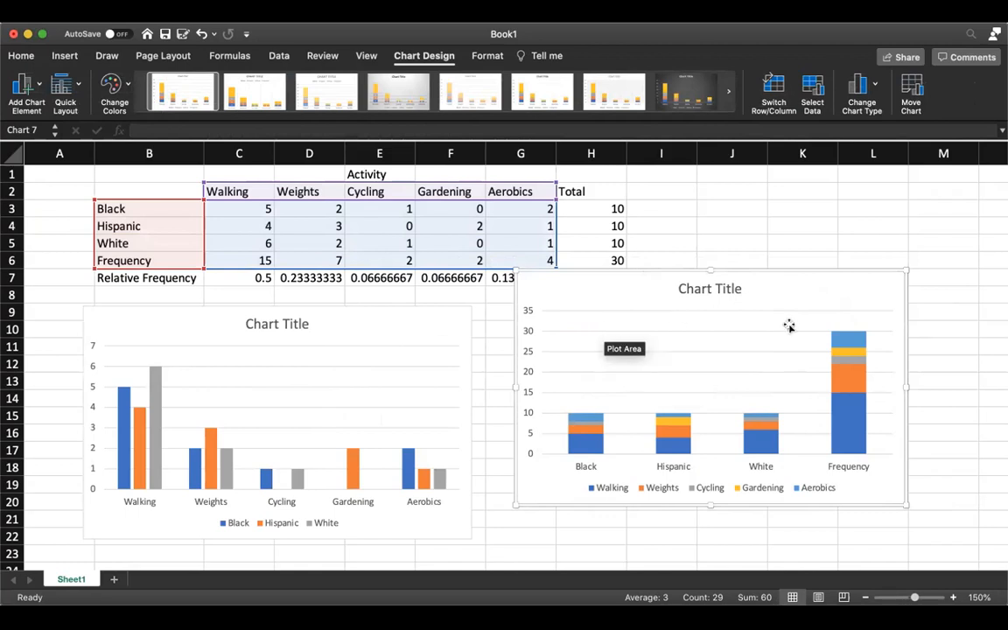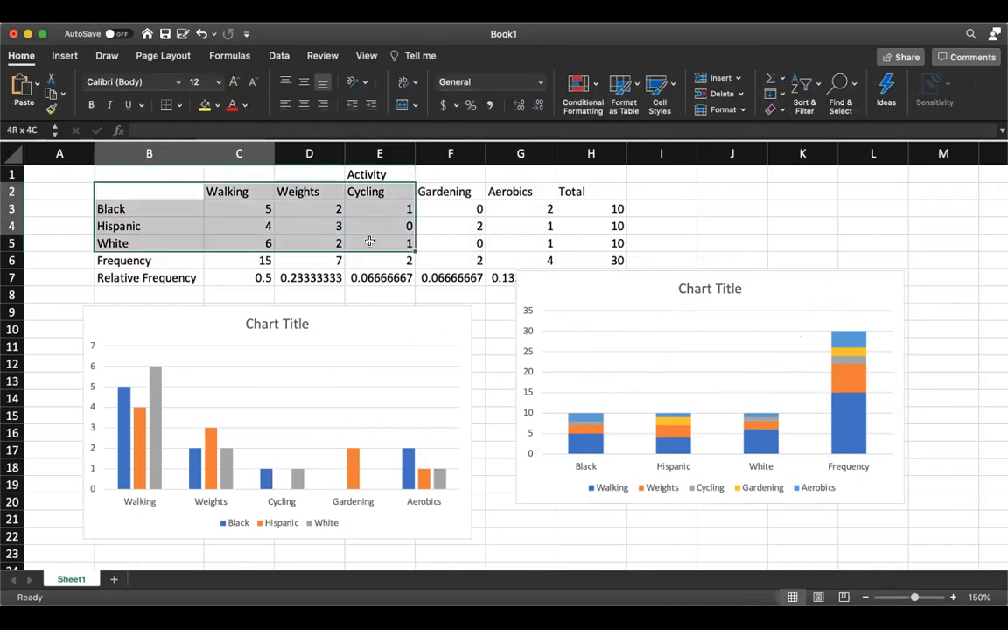I don't want this frequency. I highlighted too much. I was confused. I really just wanted to do these. My fault. This is what I wanted.